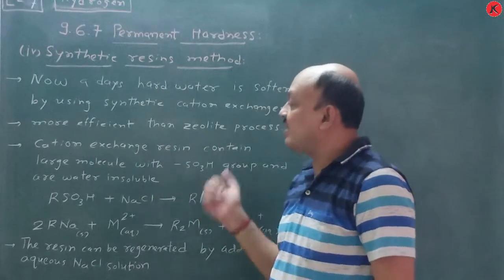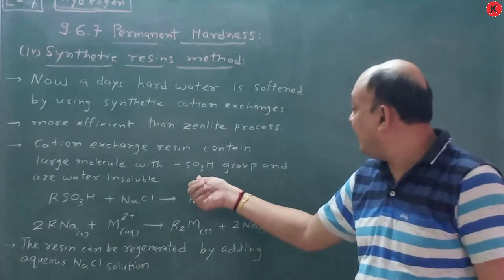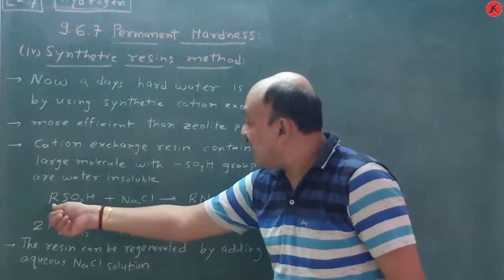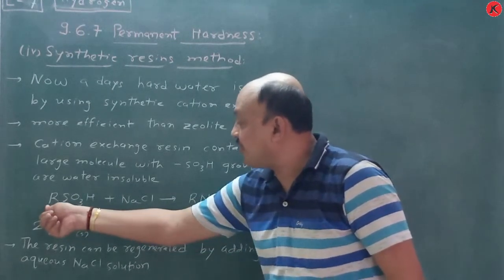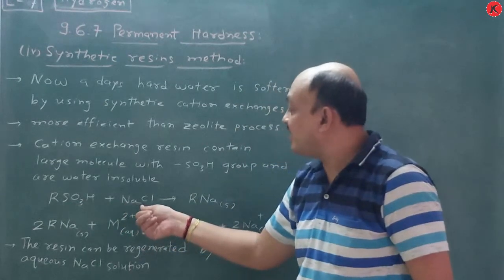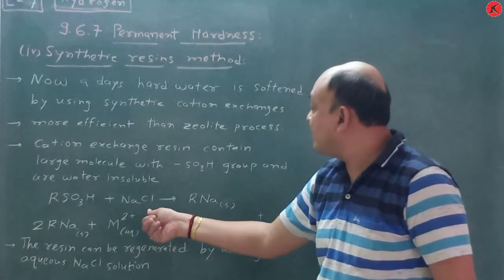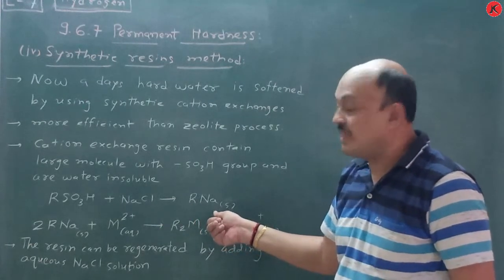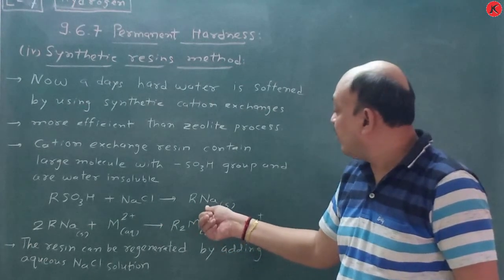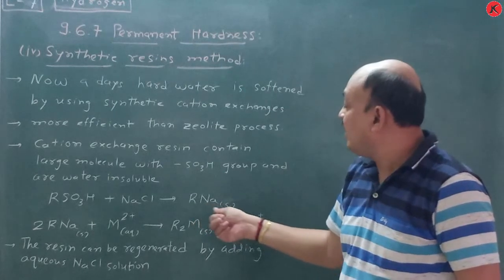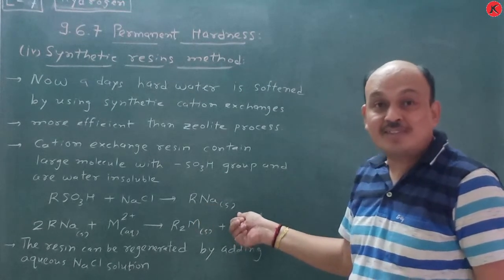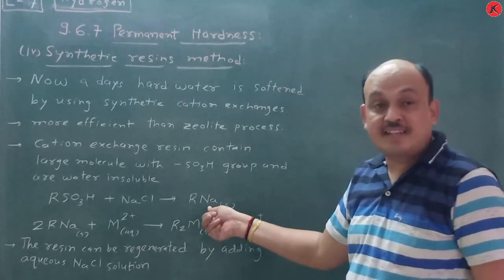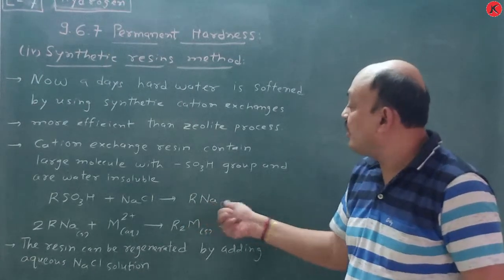Cation exchange resins contain large molecules with an SO3H group and are water insoluble. So this is RSO3H, where R stands for alkyl group. When it is treated with NaCl, sodium chloride solution, RNa is obtained. This RNa is not the biological RNA; R stands for alkyl and Na stands for sodium. So alkyl sodium is obtained.